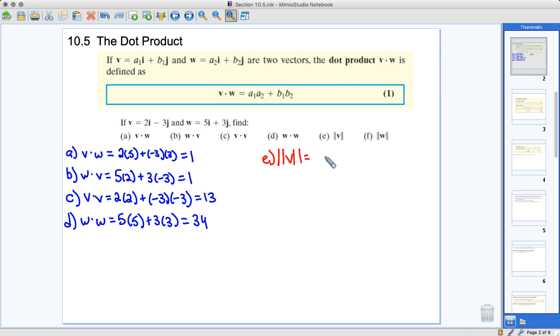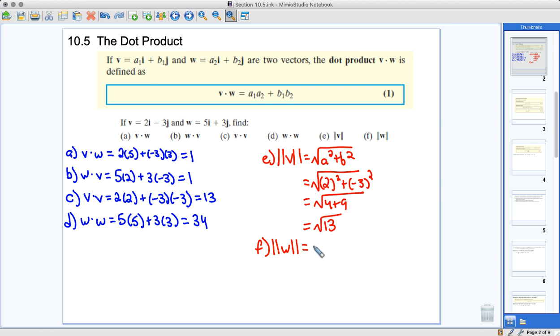That hasn't changed, guys. That's still the square root of A squared plus B squared. For this one, I get square root of 2 squared plus negative 3 squared. So square root of 4 plus 9 is the square root of 13. And then F, magnitude of W, is square root of 5 squared plus 3 squared. So square root of 25 plus 9, which is the square root of 34.